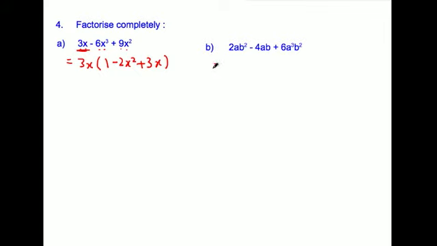In the second case, the common factor in the numbers is 2. And then look at a, common factor a, and b. The lowest power here is b. And taking out 2ab, leaving us b. Take out 2, left 2, taken out ab. Plus, take out 2 from 6, leave 3. Take out a, left a squared. And take out b, left b.